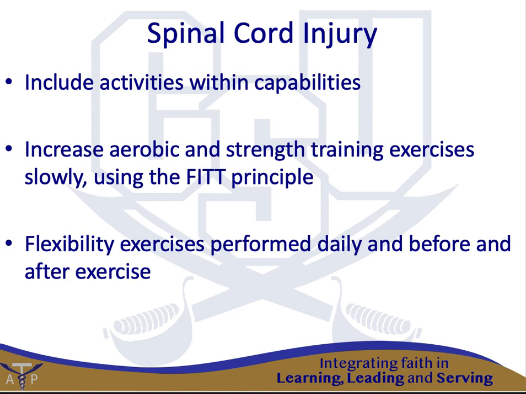Specifically, the paraplegic athlete can participate in aerobics class instruction with able-bodied athletes performing upper and core body activities in order to promote social communication. Strength training exercises include free weights, bands, and tubing. We need to begin the athlete's aerobic and strength training exercises slowly, using the FIT principle as is done with able-bodied athletes. Flexibility exercises are performed daily and before and after exercise.